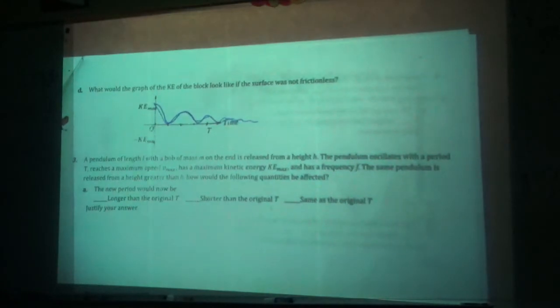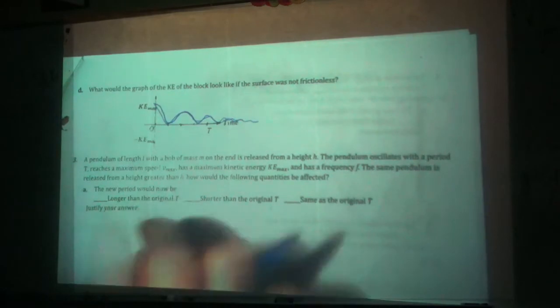Alright, we've got a pendulum of length L with a bob of mass M on the end, and it's released from some height h. The pendulum oscillates with a period of T, and it reaches a maximum speed of v max, max kinetic energy, and a frequency f. The same pendulum is released from a height greater than h. How would the following quantities be affected?